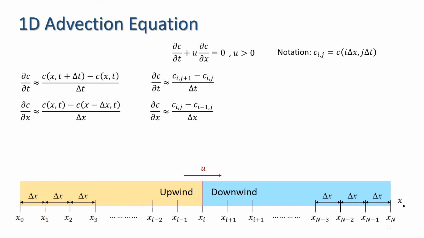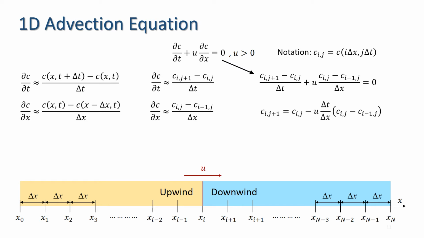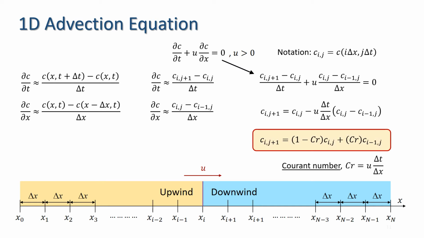We substitute these approximations into the advection equation, giving us this expression here. We can now rearrange that to give us an update equation. We get C_i^(j+1) = (1 − Cr) C_i^j + Cr C_(i−1)^j, where Cr is a non-dimensional number called the Courant number, defined as u Δt/Δx.